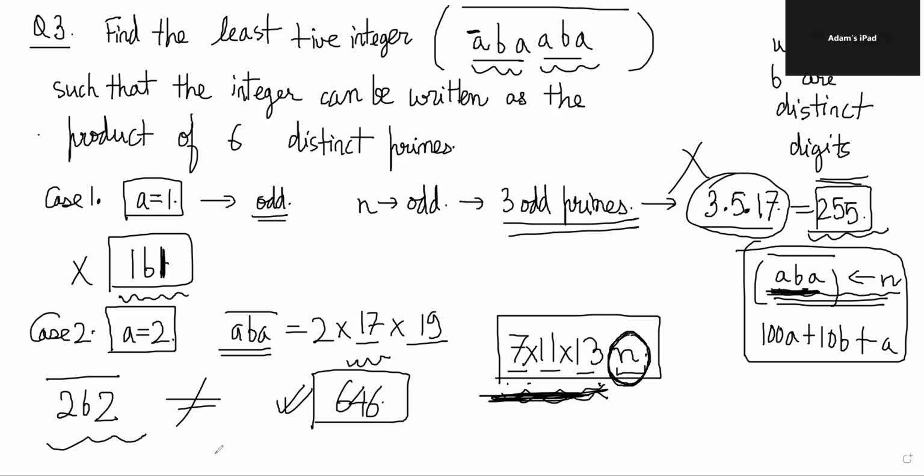Then we can take A as 3. Wait, is there any other possibility for 2 there?